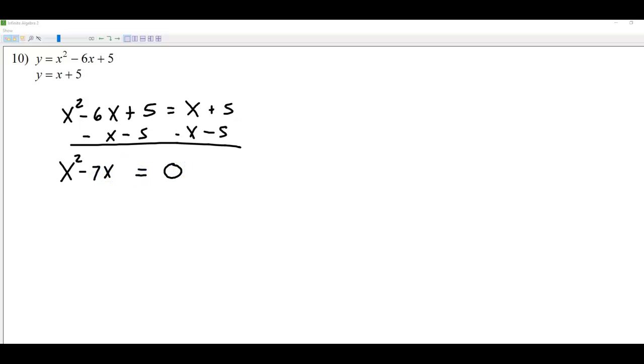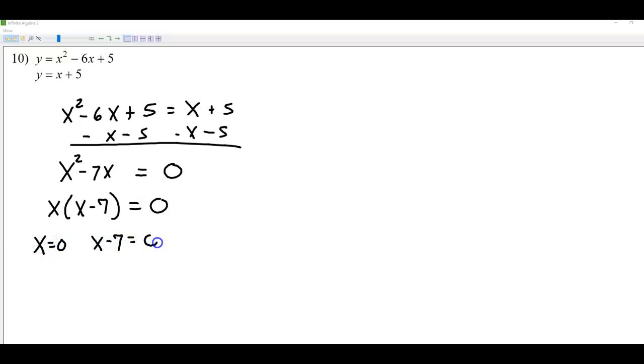Step 2, solve. You could use quadratic formula or factoring. I think I'll just do one method this time. I'll use the factoring method. It's where you take out an x. This one has a GCF involved. And you set each one equal to 0 and solve.